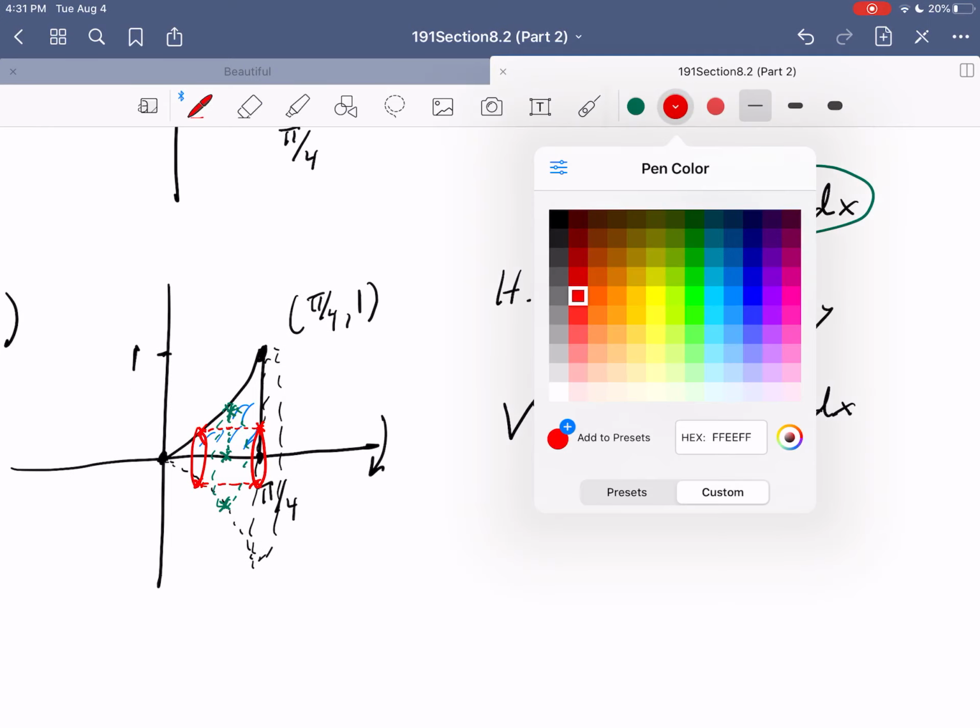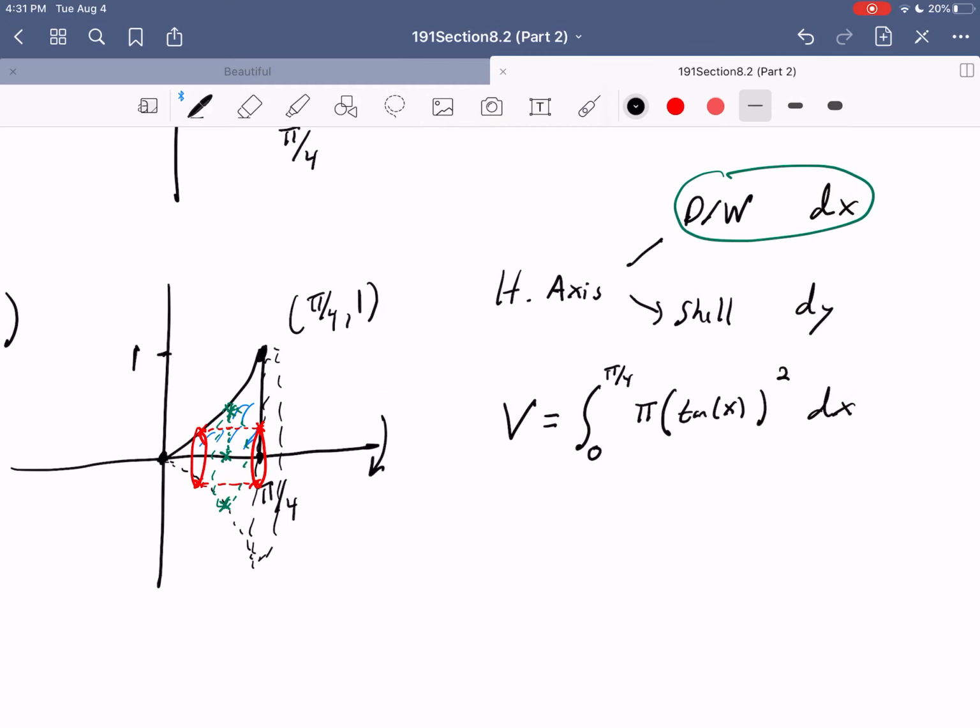So in that case, what we would have is the volume. Those shell selections could be anywhere from 0 to 1. Then 2 pi. The radius, well, the radius is going to be based on our choice of y value. So remember that in cylindrical shells, it's always just the variable and the axis of revolution. So here it would be 2 pi y.